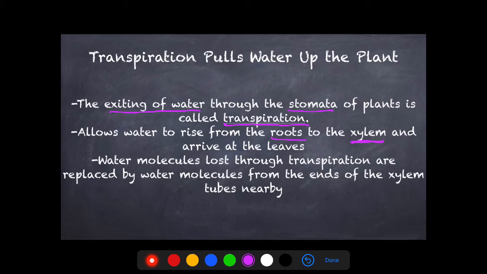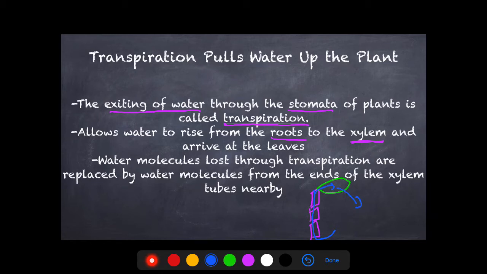When plants lose water molecules through transpiration, water is going to be constantly replaced by water that is in the roots. So what will happen is, if I have my xylem right here and water is coming in from the soil, it's going to the leaves.